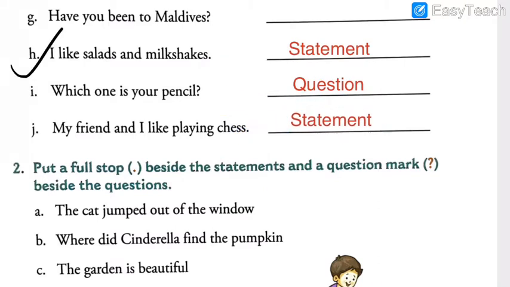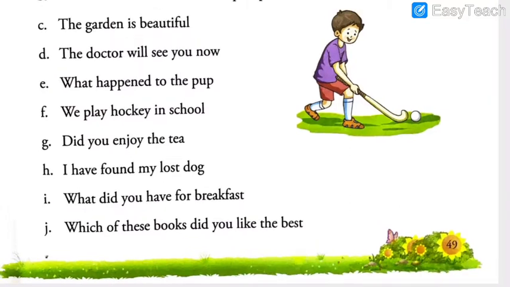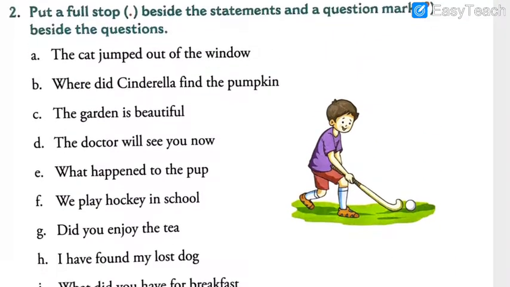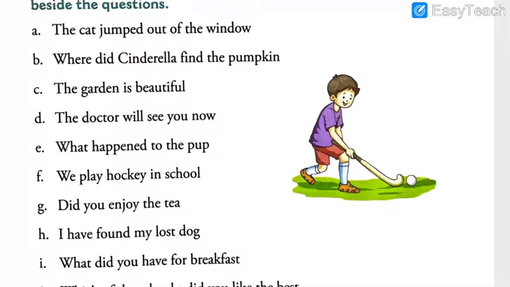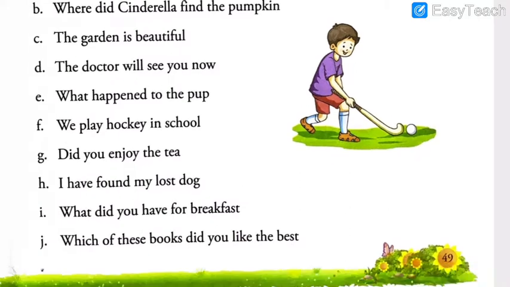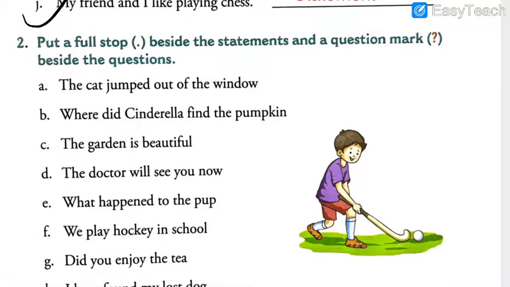So this way you would have solved these 3 questions. And now you have the answers, so you can check your answers. Statement, question and statement. Let us solve the remaining sentences from the second exercise. Let us solve from question G. In this, what do you have to do? You have to place a full stop or question mark by reading the sentences.